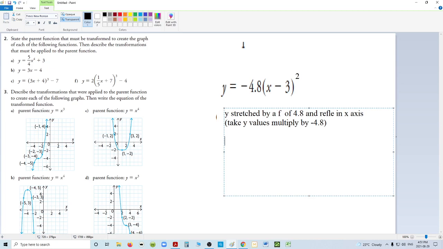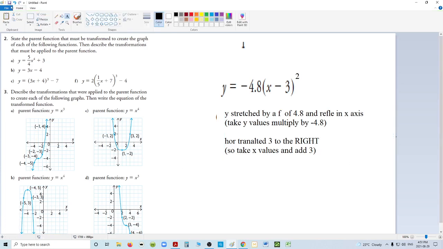Then the x translation is horizontally translated, sorry about the spelling, 3 to the right because it's -3. So take x values and add 3, and you'll get all your new translations. Now, notice this is just a parabola. It's been flipped, so it'll be downward facing, stretched by 4.8, and everything will be moved to the right by 3. And again, if in doubt, you can always get practice with Desmos.